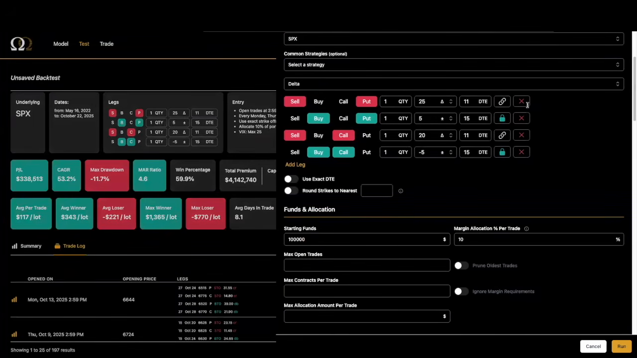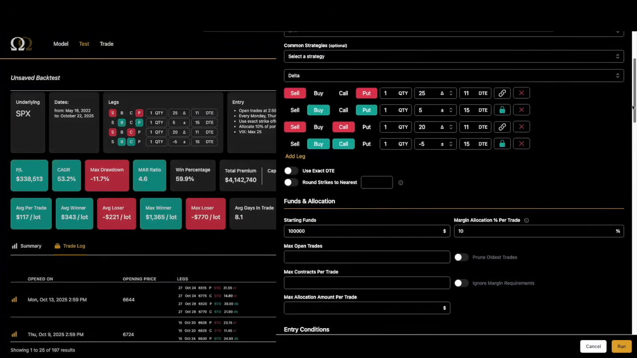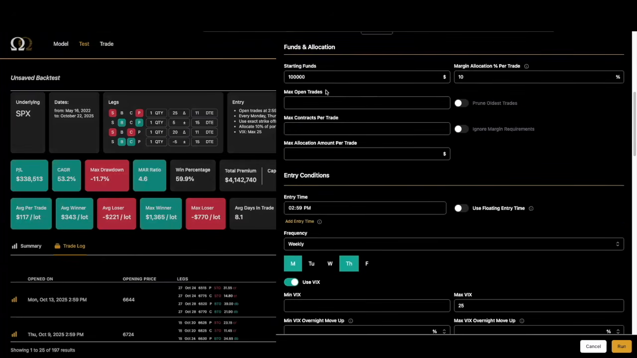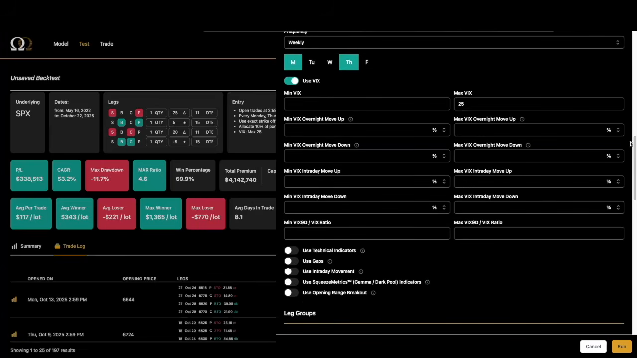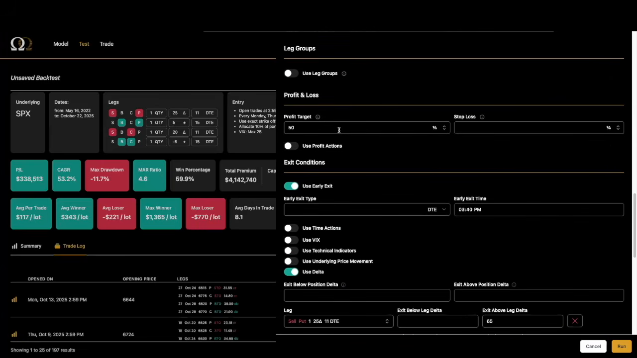As we go through these, I'm selling a 25 delta put and a 20 delta call. My longs are 5 points away. In the back testing here, 100,000 funds, margin 10%, entry time 2:59 Eastern, put it on Monday and Thursday using VIX. I want a maximum of 25 VIX. As you go down, profit target 50%, use early exit. On the day of expiration, get out at 3:40 Eastern.